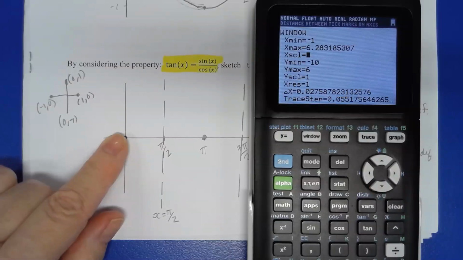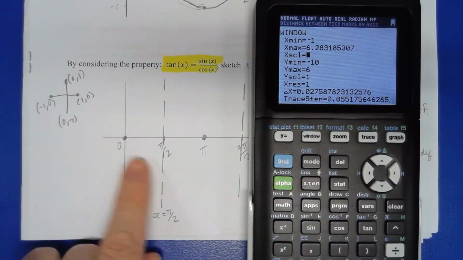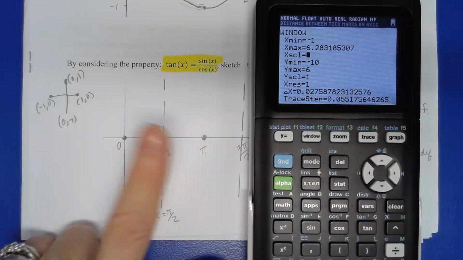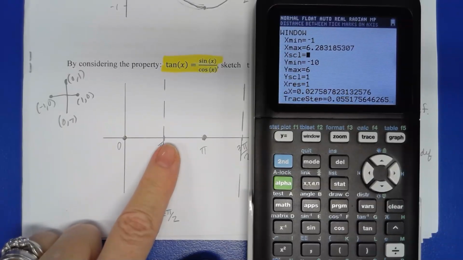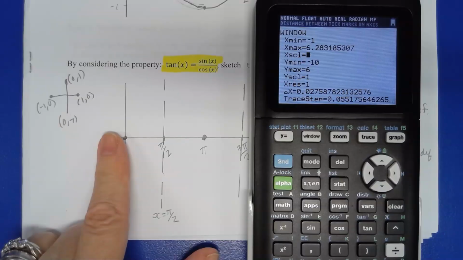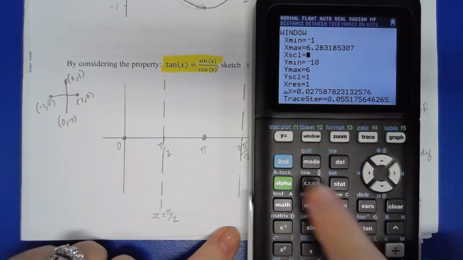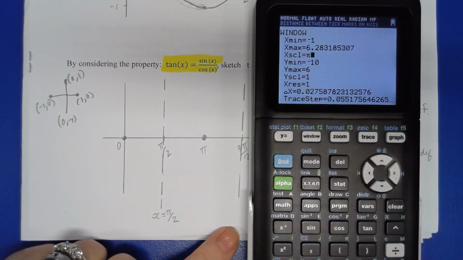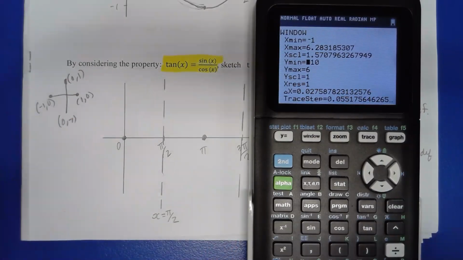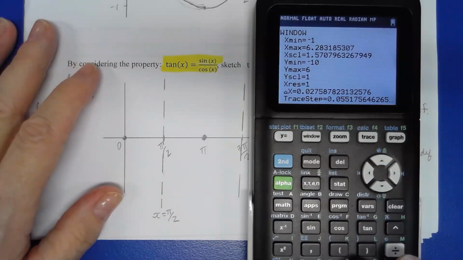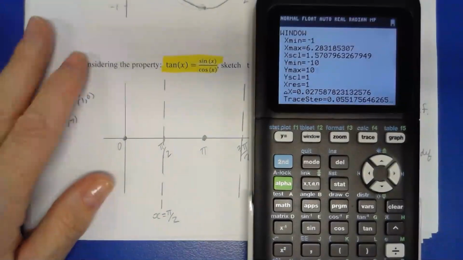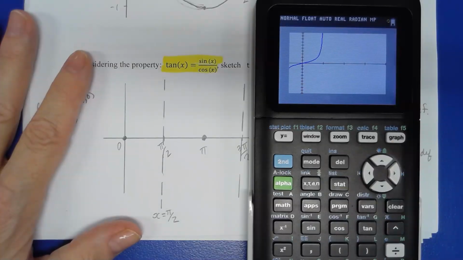Now, really good. I want this scale. What's my scale? Every pi over 2, I'm hitting the grid, right? So my scale is going to be pi over 2. Now, what about the y min and the y max? I don't care. Whatever. -10 and 10 is fine with me. Scale, fine. Okay. Now I'm going to graph it.